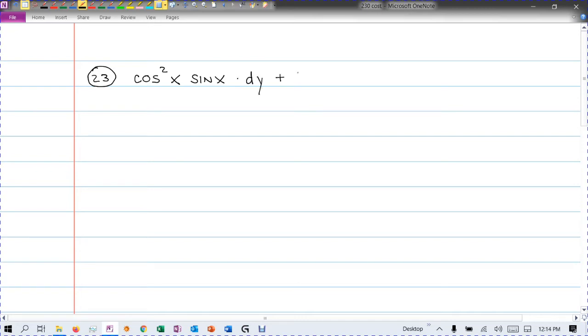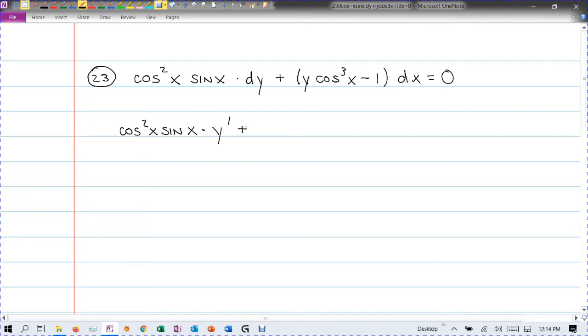All right, just writing this down. It's cosine cubed x minus 1. Ugh, this looks nasty. Okay, yuck. Well, I'm going to shoot for y prime here, so I'm going to divide by dx, so this will give me cosine squared x sine x. Let's go for this. Dy over dx is y prime plus y cosine cubed x minus 1, don't need the dx anymore, equals 0. That looks good.